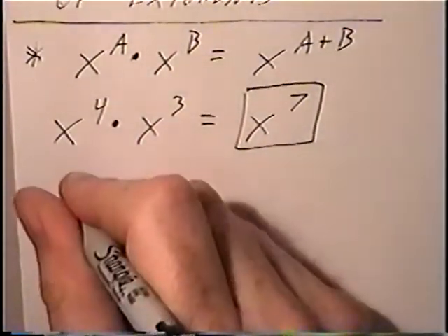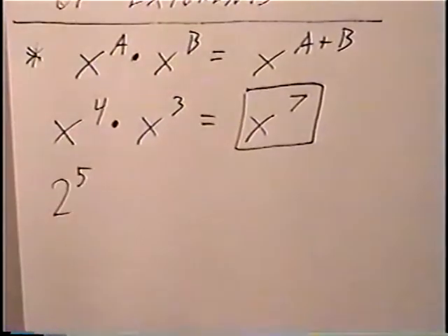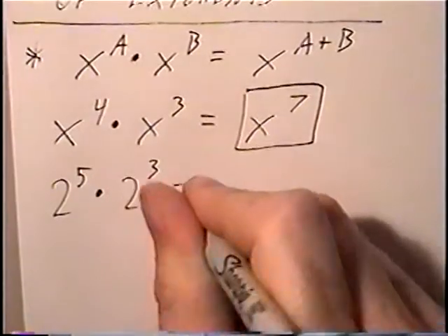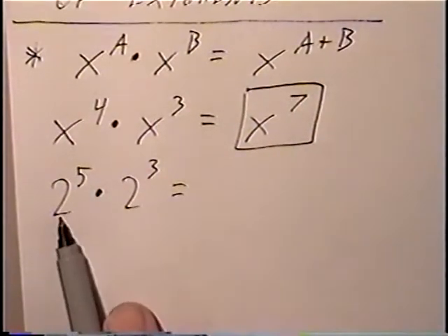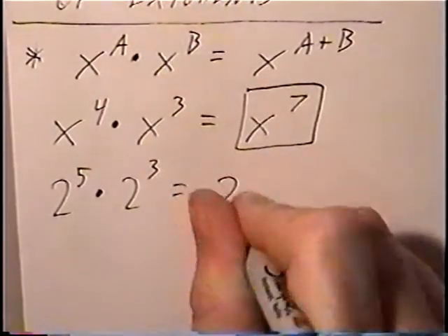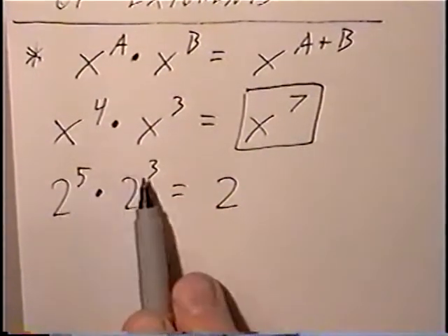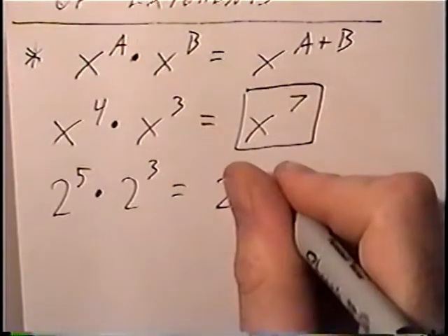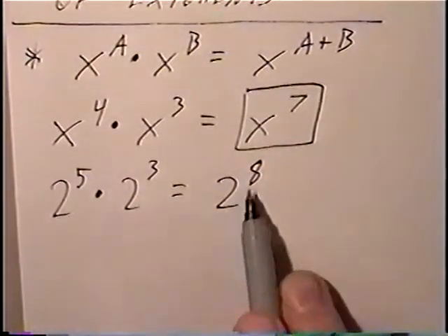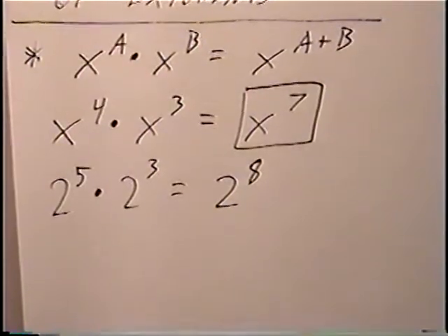Second question: 2 to the fifth power times 2 to the third power. Again, if you have the same base, the same number being raised to the exponents, that number 2 would stay the same, and the exponents we can add 5 plus 3, which would be 8. If you have 2 to the 8th power, we can actually simplify that.